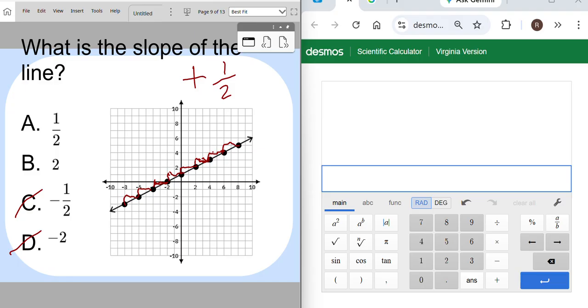Now it's important to look at my answers. My answer is 1 over 2. Okay, so make sure you choose the right one. We went up 1 over 2, which is A.